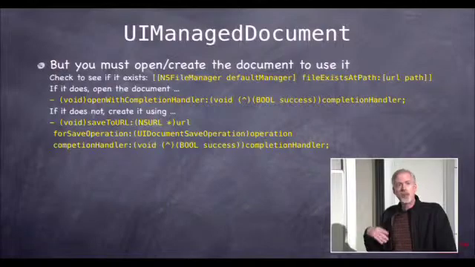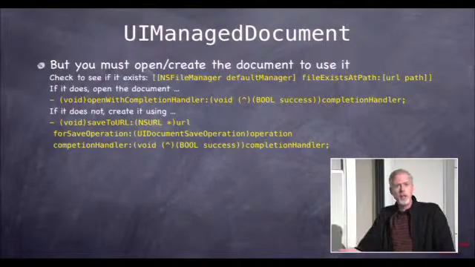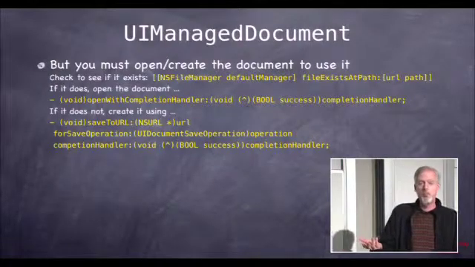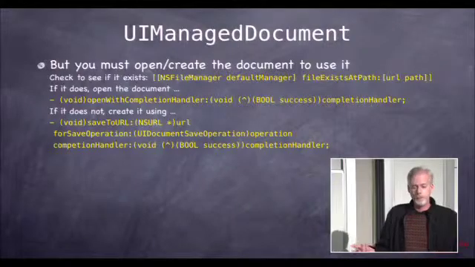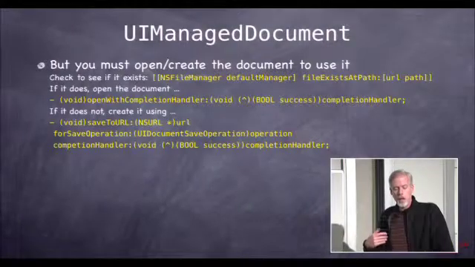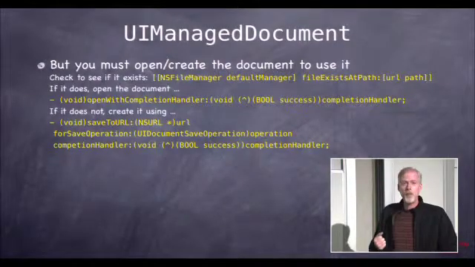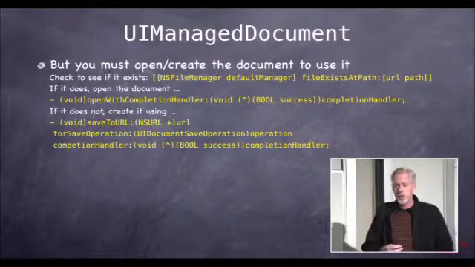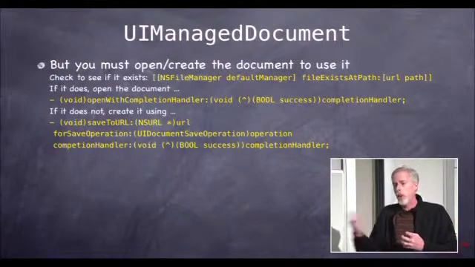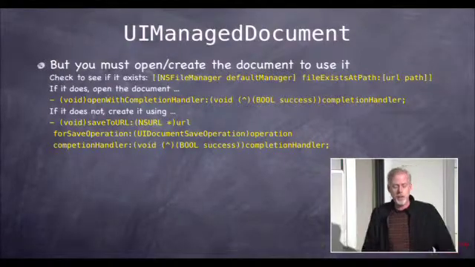It's a block that has no return value, and it just takes a Boolean, which is whether it succeeded in opening the file. Okay? And if the file doesn't exist yet, which you have to check for, unfortunately, I always thought it would be nice to have an API in UI Managed Document, which is, let me use this document. If you have to create it, go ahead, but let me use it. But you don't do that.